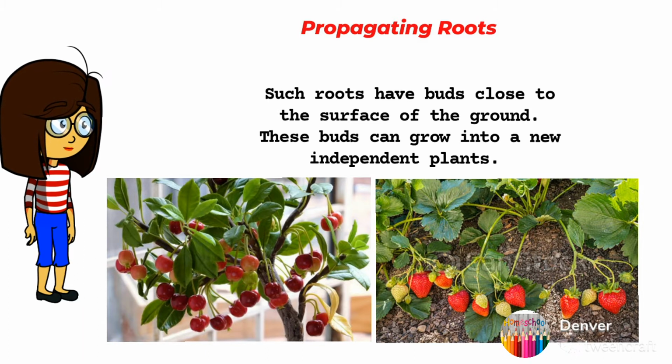So as you can see in the picture, in the strawberry plant the stem is near the ground, or it is touching the ground, the soil, and in those stems buds are present. From those buds they have the capability to grow into a new plant. So that is why it is said that cherry trees and strawberry plants have propagating roots.